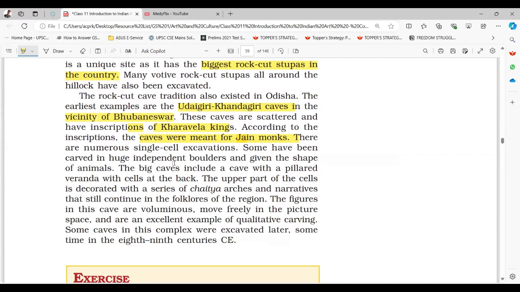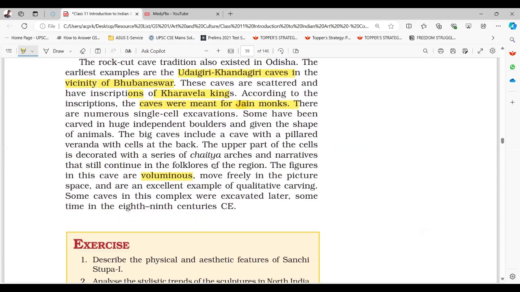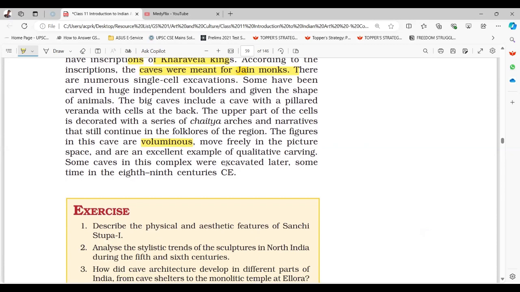The big caves include a cave with a pillared veranda with cells at the back. The upper part of the cells is decorated with a series of chaitya arches and narratives that still continue in the folklores of the region. The figures in this cave are voluminous, move freely in the picture space, and are an excellent example of qualitative carving. Some caves in this complex were excavated later, sometime in the 8th to 9th century CE.